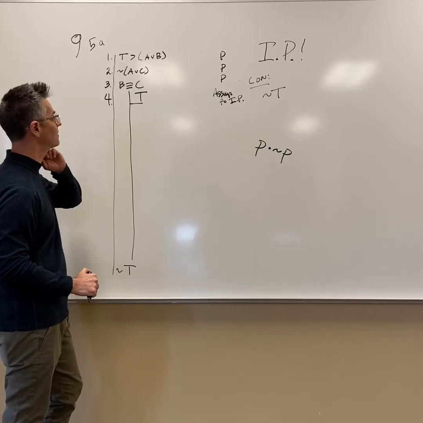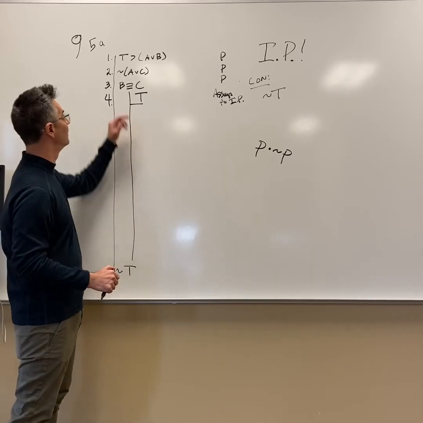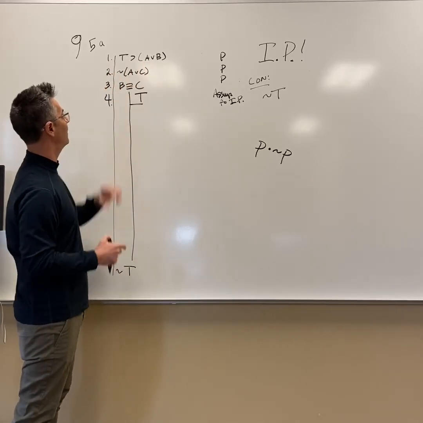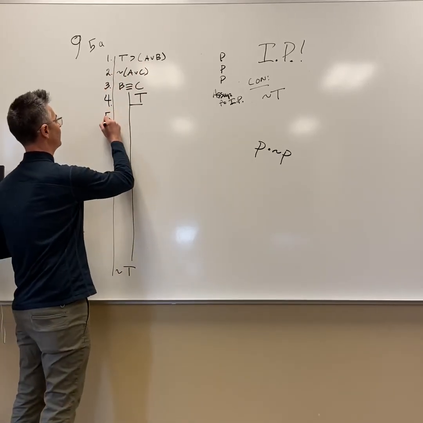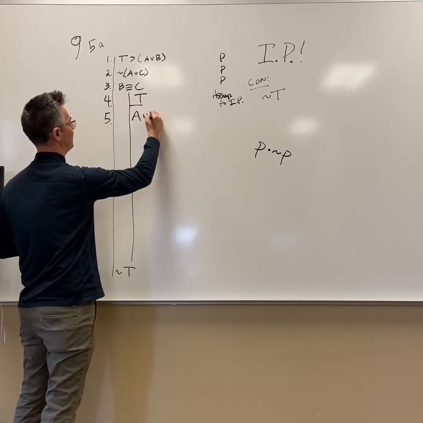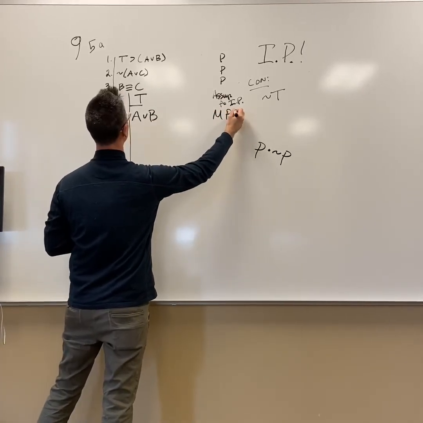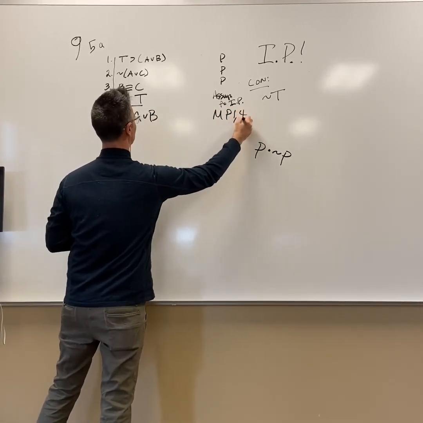What are we going to do next? Well, now we've got our t, and very conveniently, we can use that with the first step, at step 5, on standard old modus ponens. So I'm entitled to write down A or B here. And again, that's modus ponens, our old friend, steps 1 and 4.